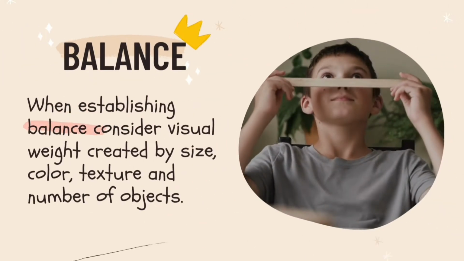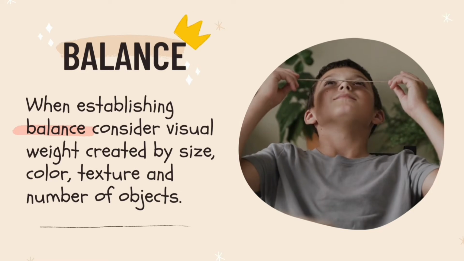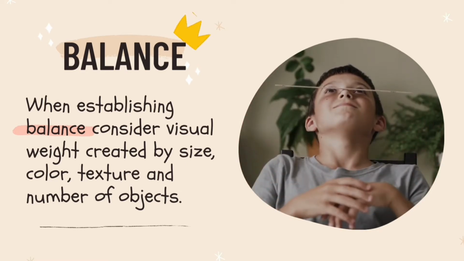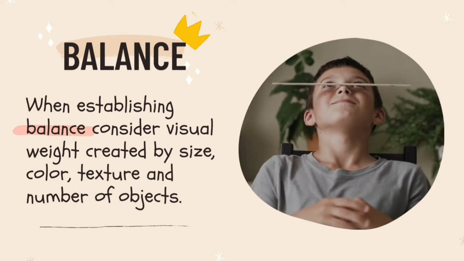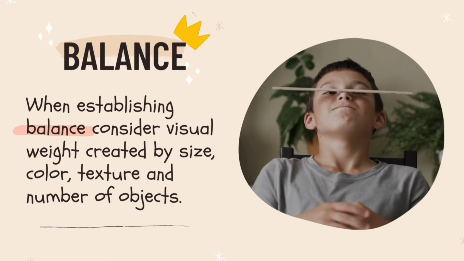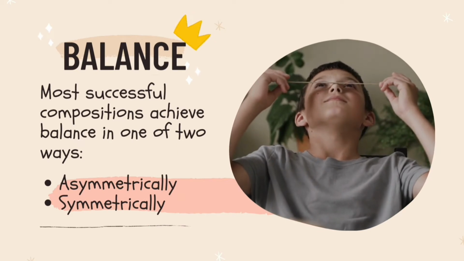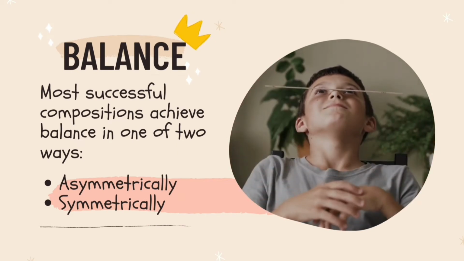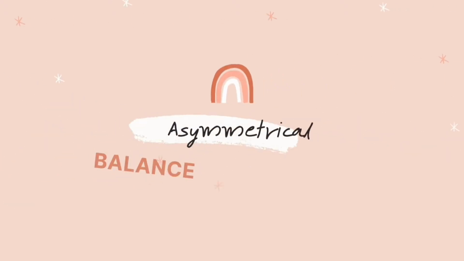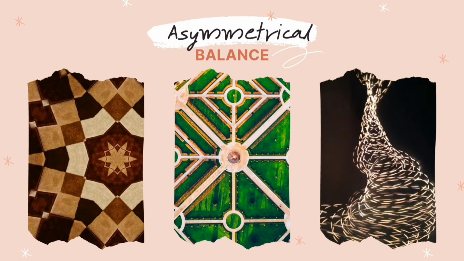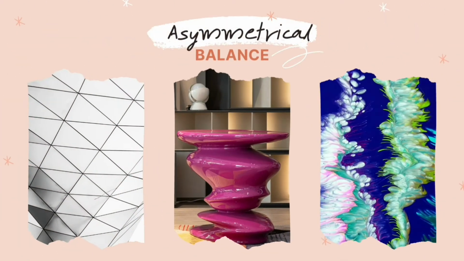Balance, a sense of equilibrium. While establishing balance, consider visual weight created by size, color, texture, and number of objects. The most successful compositions achieve balance in one of 2 ways, asymmetrically or symmetrically. Asymmetrical balance is also called informal balance, and it is more complex and difficult to achieve, as it involves varying visual weights for balancing.